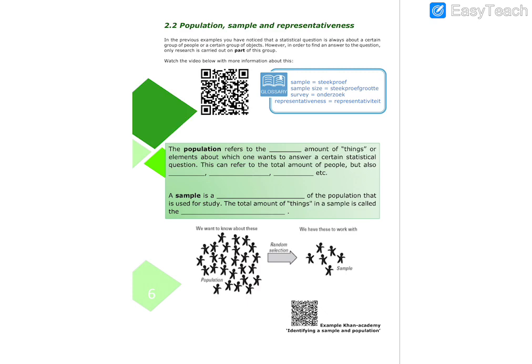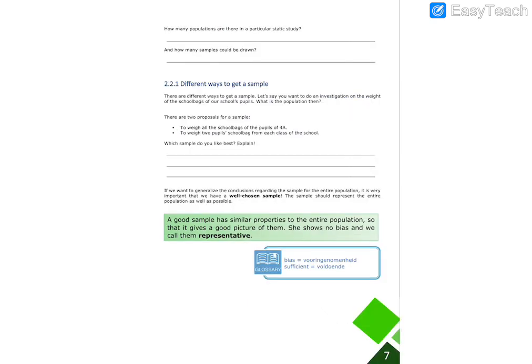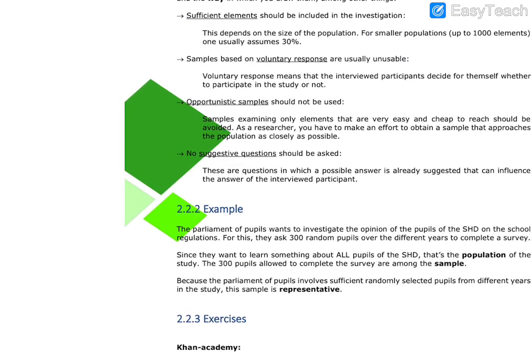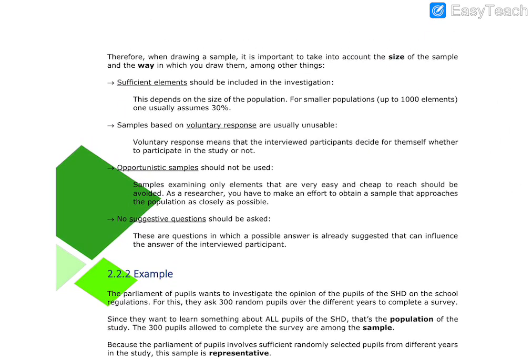You also learned about population, sample, and representativeness. So we already did this. I'm going to tell you something about the representativeness. You have to make sure that your sample is representative for your population. You can make some mistakes, and those are written over here, if I take a closer look.